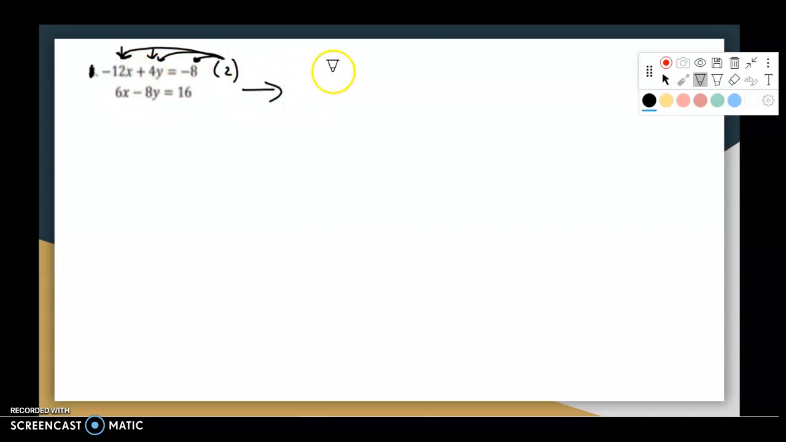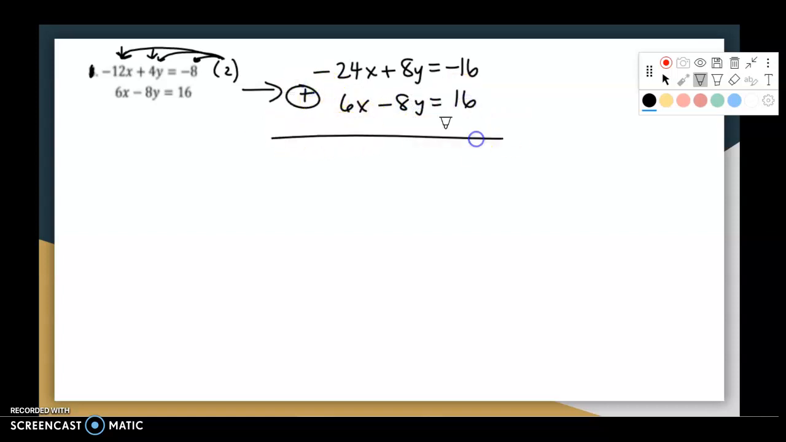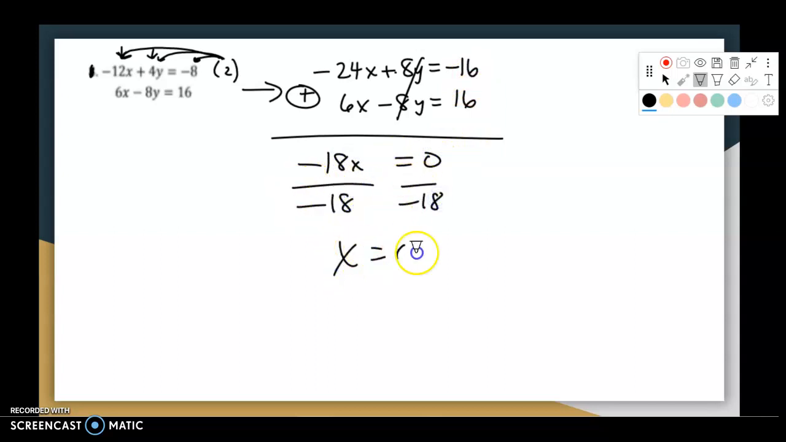Okay, so everybody in the top equation is going to get multiplied by 2. I have negative 24x plus 8y equals negative 16. And on the bottom equation, I have 6x minus 8y equals 16. And now I'm going to add these two equations together because 8y minus 8y is 0. So I have negative 24x plus 6x, that's negative 18x. And negative 16 plus 16 is 0. I divide both sides by negative 18 to get x alone. And x is 0. So my x-coordinate comes out to be 0.